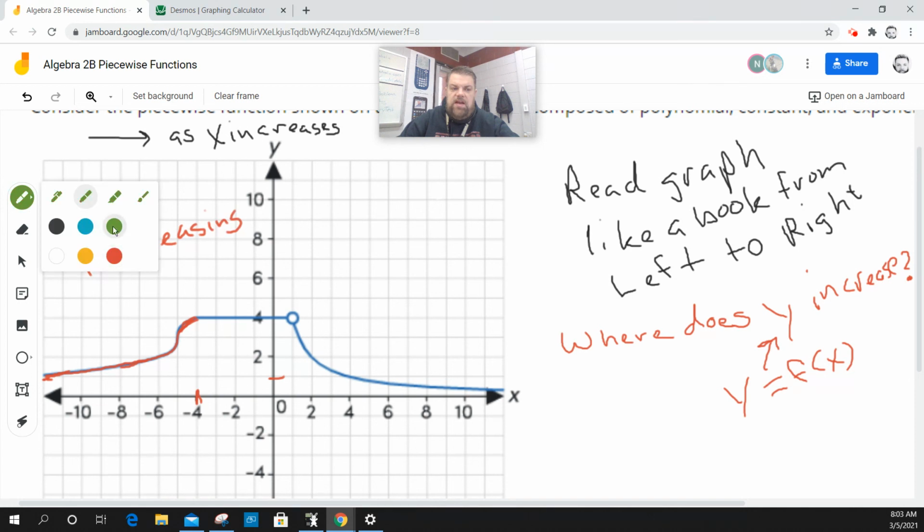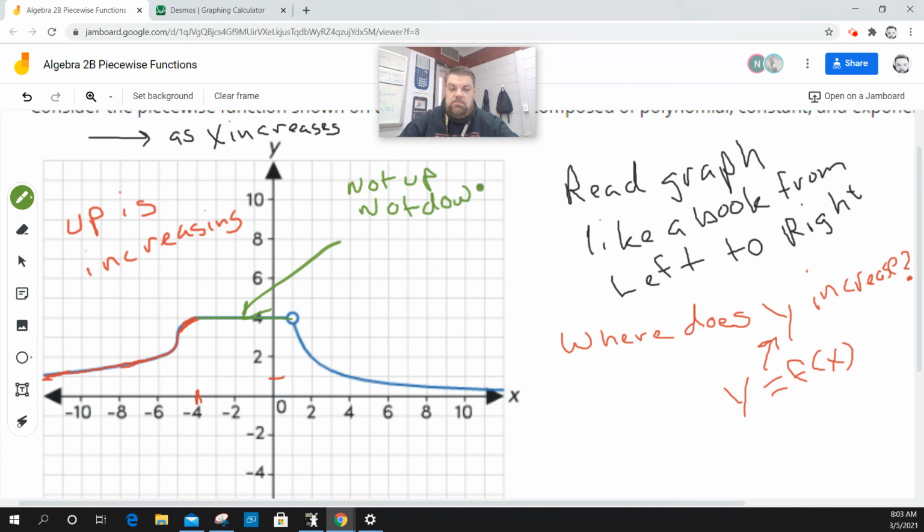All right. Now, from here to here, we're not going up and we're not going down. And then from here to here, we're going down, which is decreasing. So if you ever get a question that says, on what interval are we decreasing? Just look at the graph going down as you go left to right.